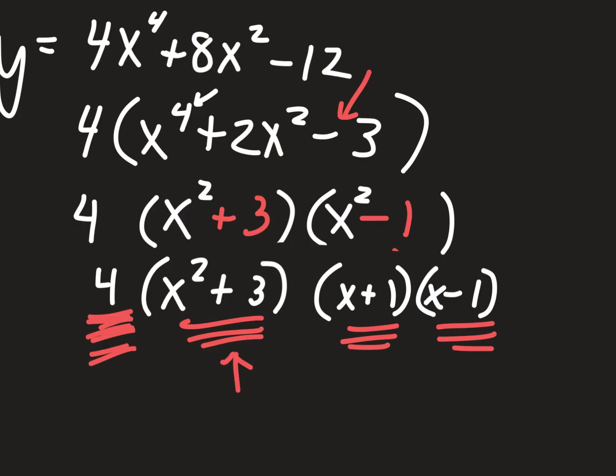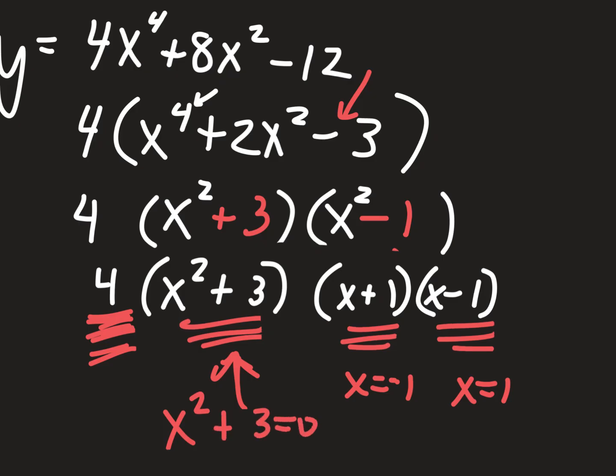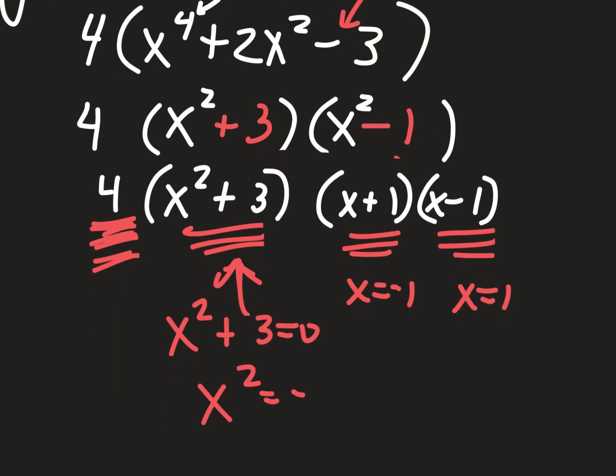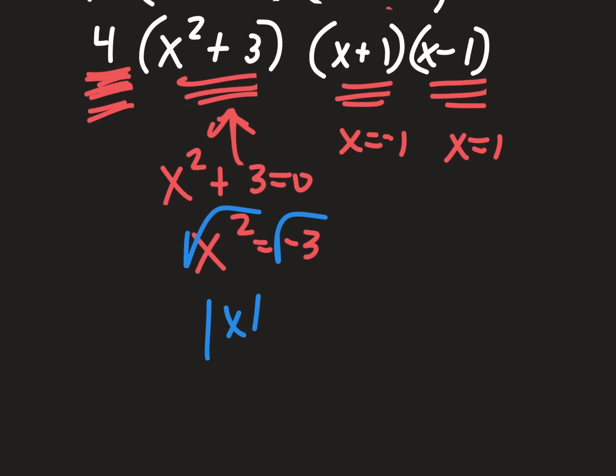But this one gives you 2 answers. This one's easy. X equals negative 1. And this one's x equals 1. But this one, you got to say x squared plus 3 equals 0. X squared equals negative 3. Square root. Who actually has absolute values written on your device? You used the absolute values. Okay. If you didn't, be prepared that that could be marked wrong because you're not showing your work. That's the work. And then i root 3.